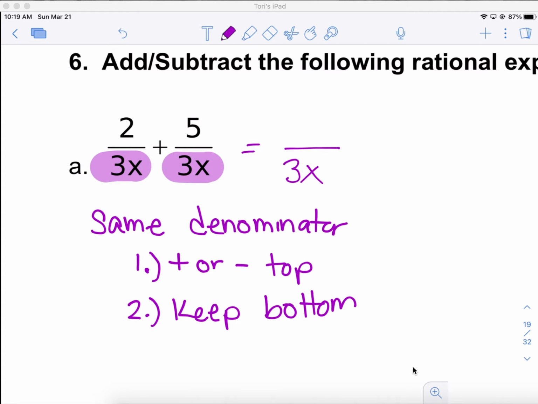So 2 out of 3x plus 5 out of 3x. All I'm going to do is add those two top numbers, making it 7. So 7 out of 3x. And this right here would be my answer. I don't have to change anything. They already have a common denominator. If you need to pause and write that down, do so now. We're going to B.